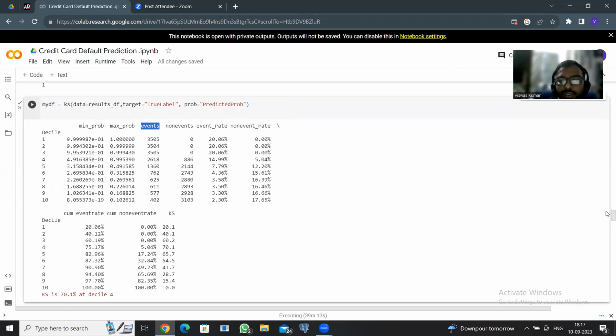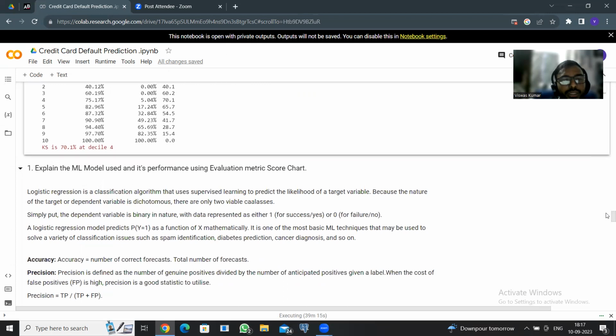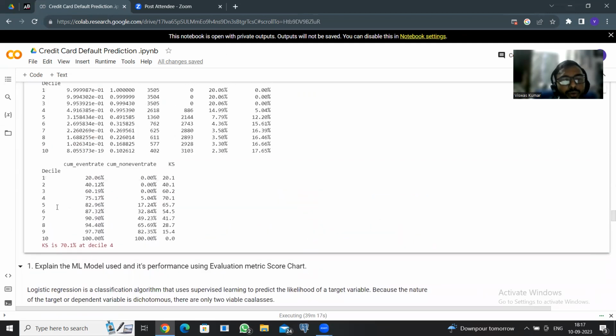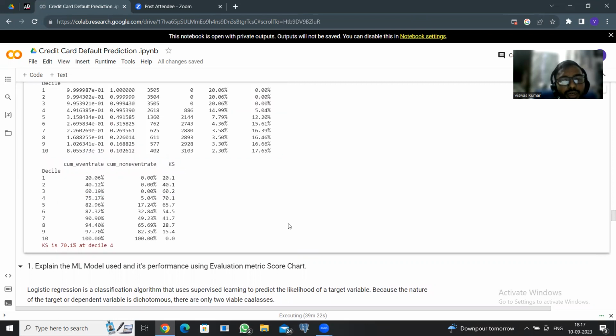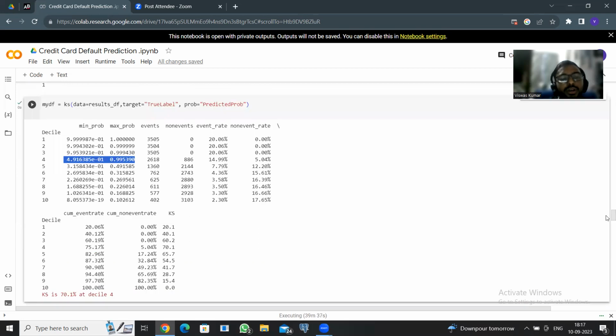Here we can see that the model starts predicting from the fourth bucket, with a 70.1% KS score, the KS statistic score. We can say that the minimum probability is this and the maximum probability is 0.955. So customers with a probability greater than 0.4 and less than 0.99 are likely to be more defaulted in our case.